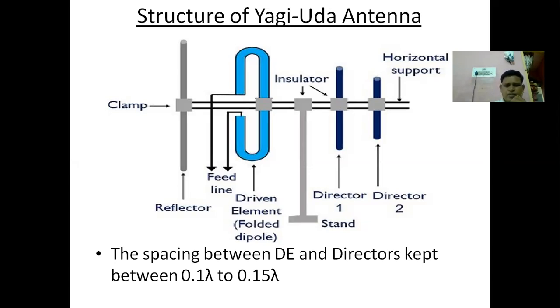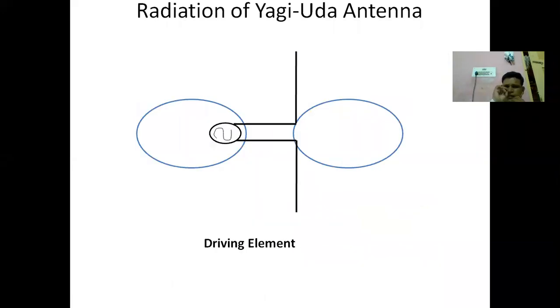Now this is the structure of the Yagi-Uda antenna. Now individually we'll see the radiation pattern of this Yagi-Uda antenna. Suppose this antenna has only the driving element. Let us say this driving element is the folded dipole, without the reflectors and directors. If you place this folded dipole and give the input signal to it, we will get the radiation pattern like this.